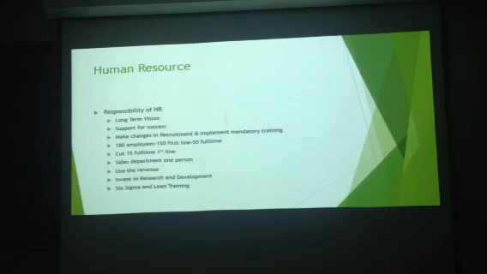So, human resource. The responsibilities of human resource are that we have a long-term vision and support the success of the company. The human resources of the company has to manage the recruitment and training of the company. So in this situation, to gain as much success and profit, increase our profit margin, we are going to have some changes in the recruitment and the training department.